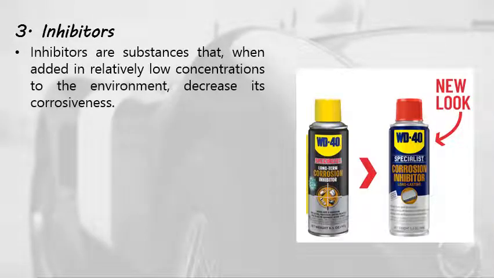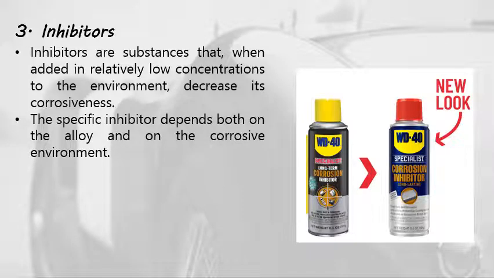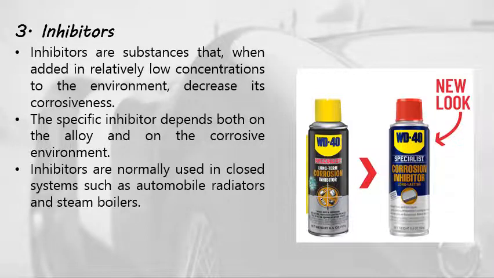Inhibitors are substances that, when added in relatively low concentrations to the environment, decrease its corrosiveness. Of course, the specific inhibitor depends both on the alloy and on the corrosive environment. Inhibitors are normally used in closed systems such as automobile radiators and steam boilers.